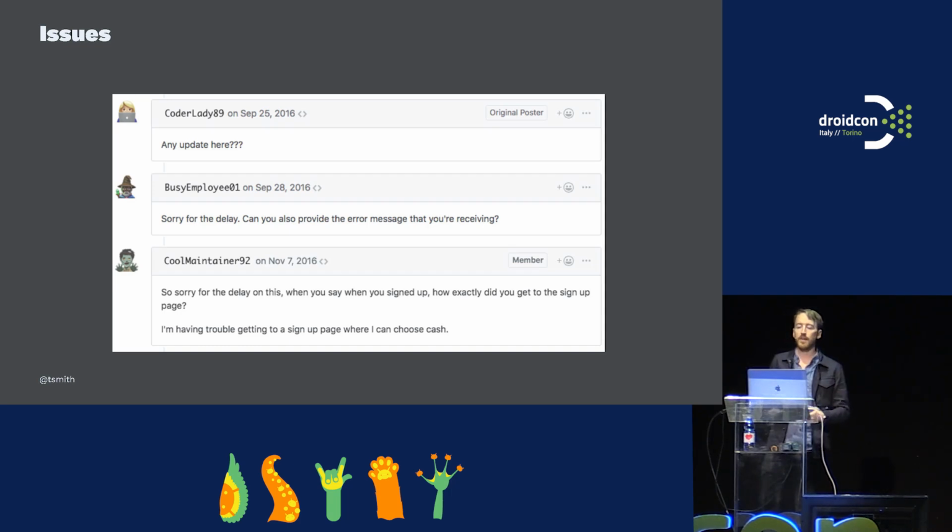Keep an eye out for this type of thing in your project. Silence and issue rot signal to others that the project isn't well supported or maintained, and when they're debating different open source libraries to use, this would be a good signal to avoid yours.